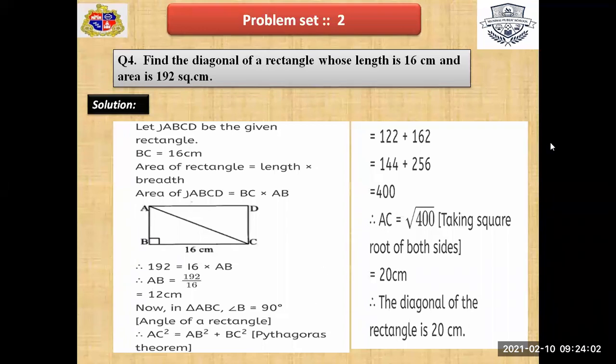If this question is asked, the weightage is 2 marks. Okay. And if length and breadth are directly given and you have to find the hypotenuse, then maybe it is asked for 1 mark.